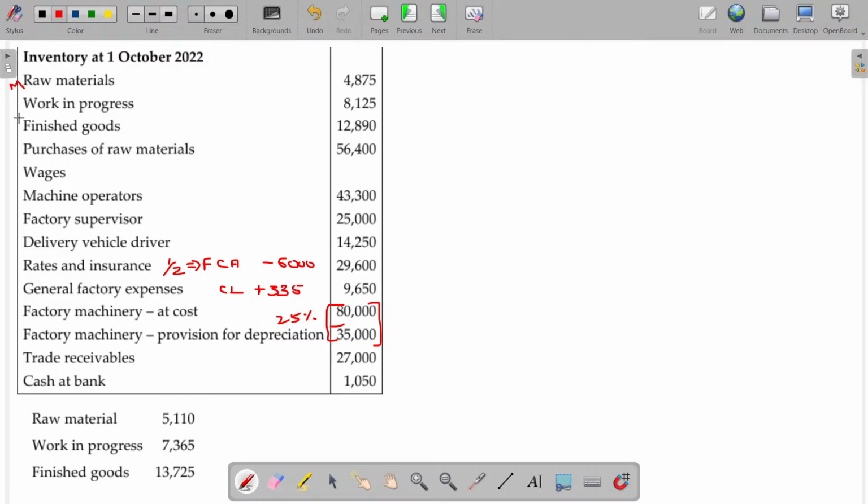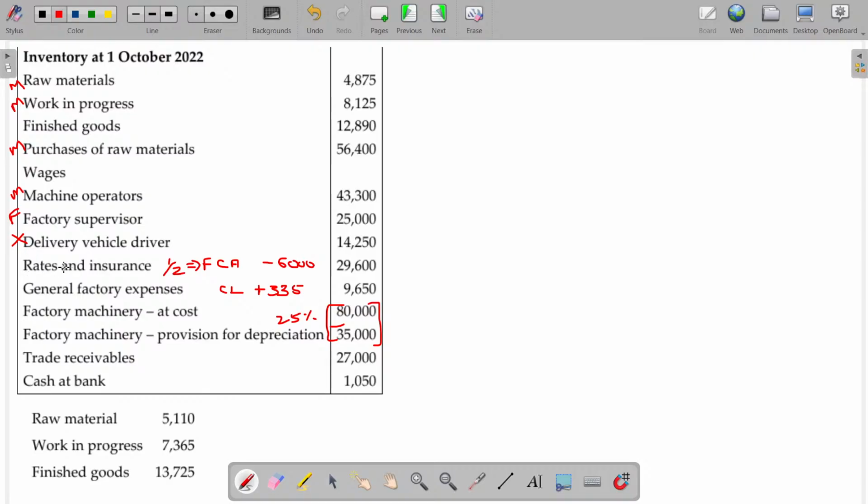So I have to prepare manufacturing account. So these are the manufacturing account items. Okay. Wages under that, this is machine operator wages. Delivery vehicle related to the sale. So while selling, the goods are going to be delivered at the customer site. It's a selling and distribution expense. This will not come. Factory supervisor will be the factory item.